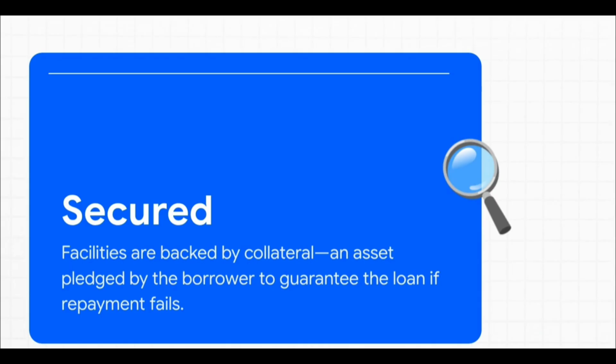And this leads to the ultimate safety net for the bank. The facility has to be secured. This just means the borrower has to put up some form of collateral. Think of collateral as a guarantee. If the whole deal goes south and the loan can't be paid back from the sales revenue, the bank has a backup plan. They can claim that collateral to recoup their money.